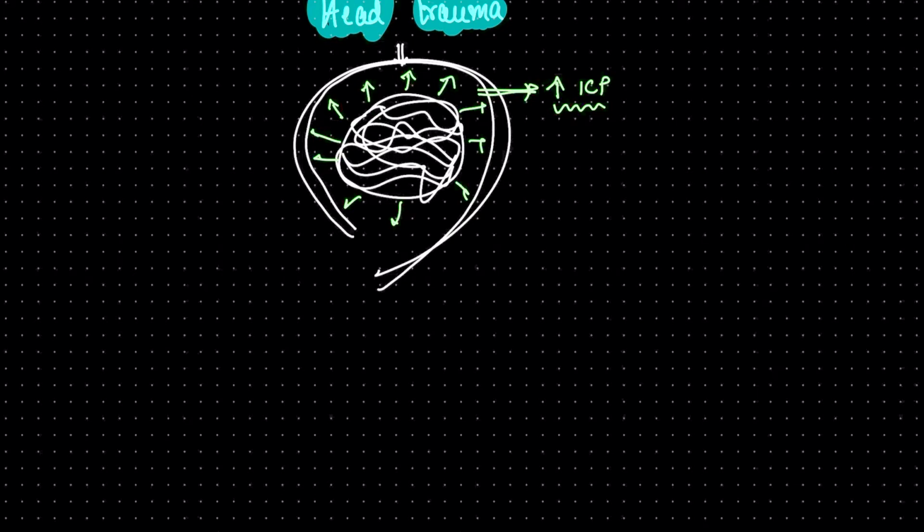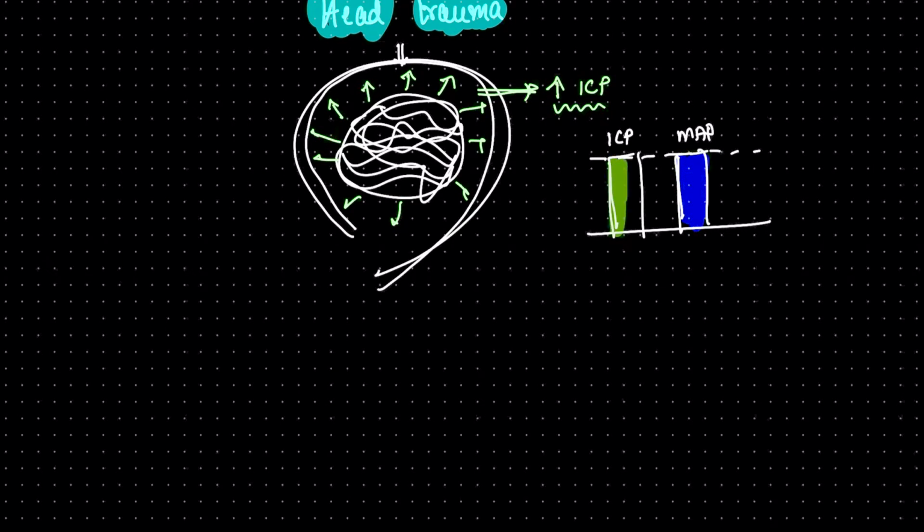Now why is this a problem? Why am I specifying it? Because normally there is a balance between mean arterial pressure and intracranial pressure. This is a quite balanced thing. You can see that both are well balanced. But if intracranial pressure rises, this is the rise. If it rises more than mean arterial pressure, this is the problem. Now why is this the problem?